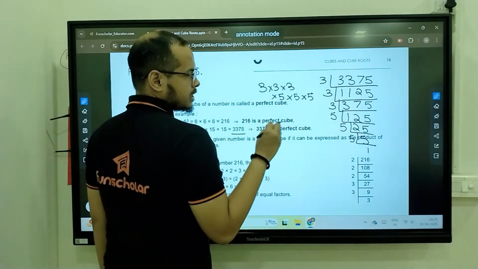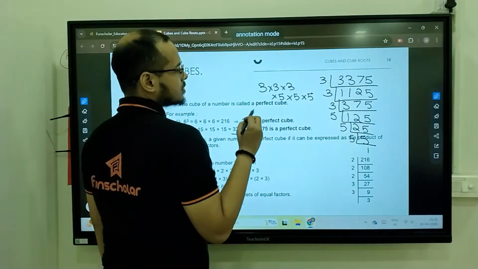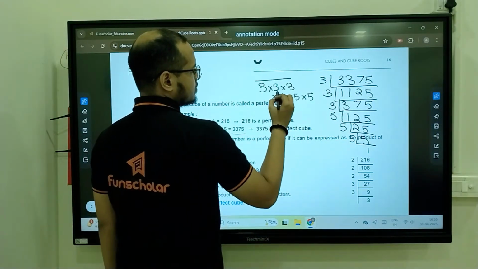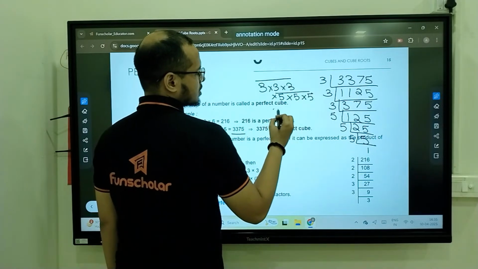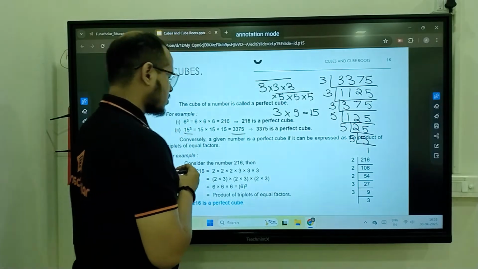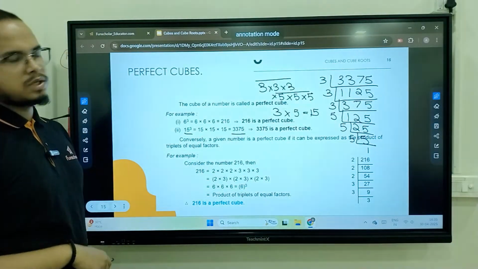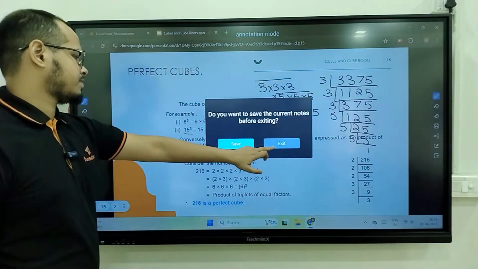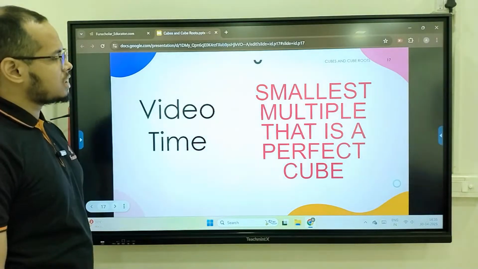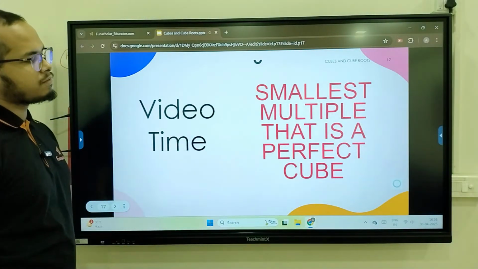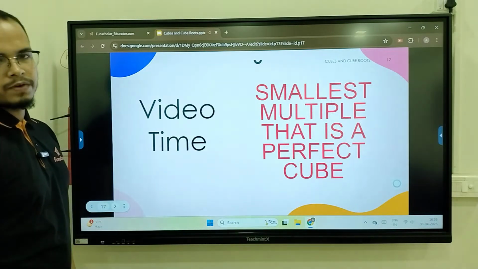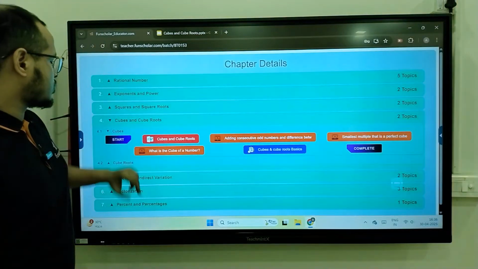In case of squares, we make pairs of 2, but in case of cubes, as the name suggests, we group them in threes. So 3 into 5, the answer comes out to be 15. Thus 3375 is a perfect cube. Next, let's do some practice. Before that, we have another video, the second part of the chapter, on the smallest multiple that is a perfect cube. Let's watch the video.